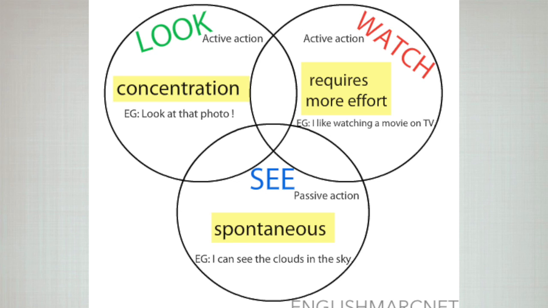Now, look at see below. The verb see, to see, is a passive action. We use see to mean simply that an image comes into our eyes. It may not be deliberate. As soon as we open our eyes, we see things, so it's spontaneous. The example I gave you is, I can see the clouds in the sky. It's something that comes with us as humans. Some people can't see and they are blind.